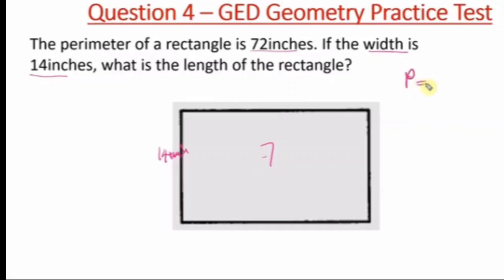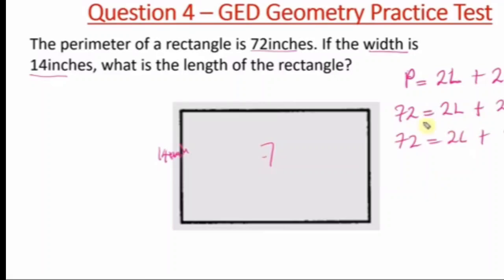It is P from our formula sheet. P is equal to 2L, that's 2 times the length plus 2 times the width. From here we know that P is 72. We don't know our length, so let's leave it as 2L plus we know our width as 14. That would be 2 times 14. So we have 72 equal to 2L plus what is 2 times 14? That's 28.